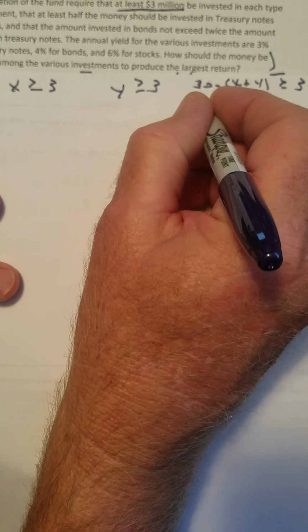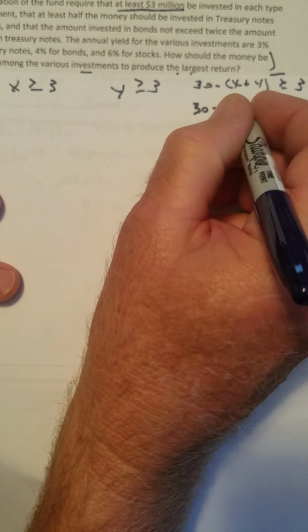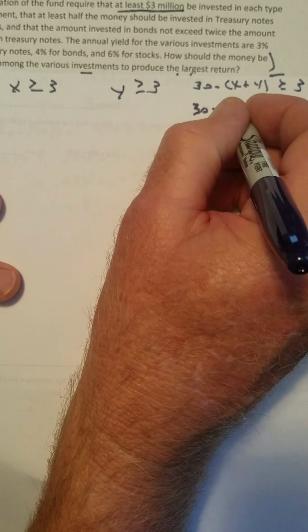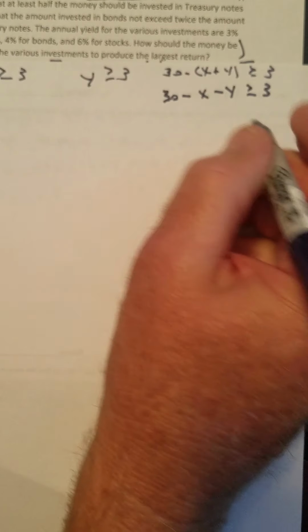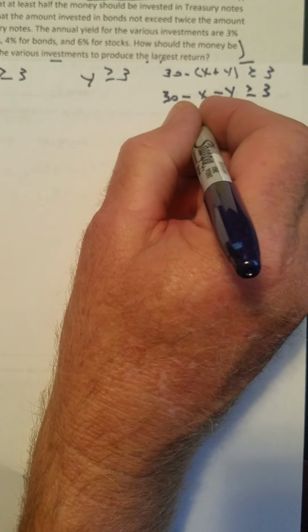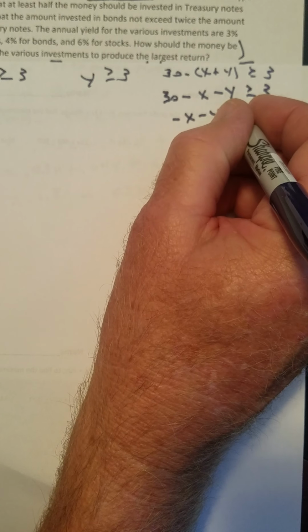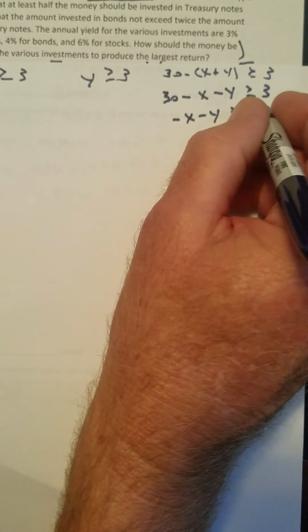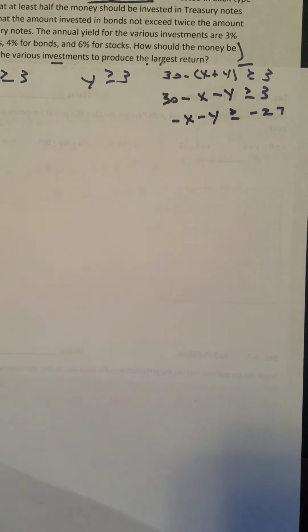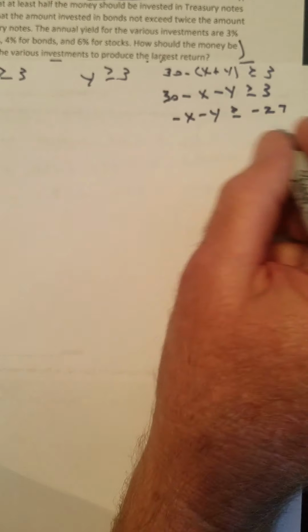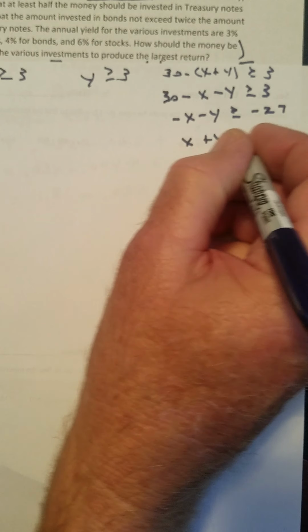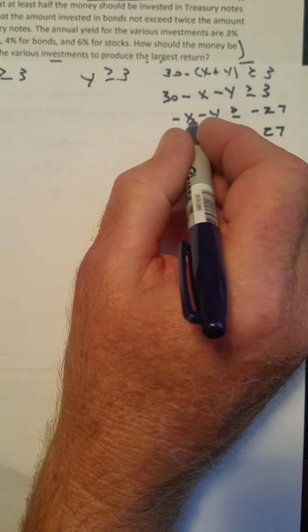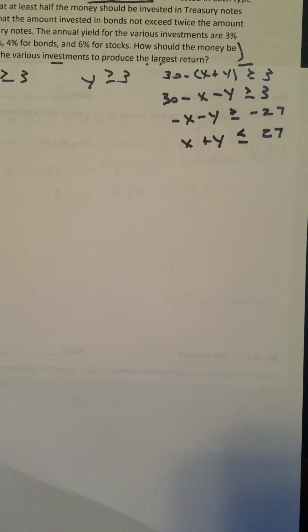Let's play with this a second. So that's 30 minus X minus Y greater than or equal to 3. Take the 30 over there, so that's negative X minus Y greater than or equal to, if I subtract the 30, that becomes minus 27. And if I multiply through by a negative to make these positive, I get X plus Y less than or equal to 27. And remember, if you multiply by a negative, that flips that around.